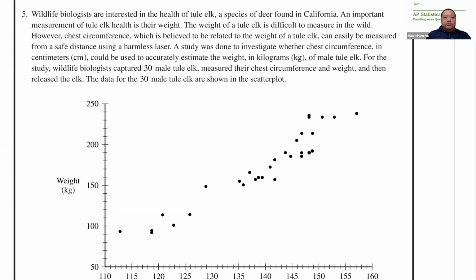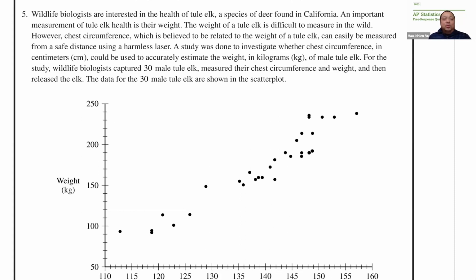Wildlife biologists are interested in the health of tule elk, a species of deer found in California. An important measurement of the tule elk health is their weight. The weight of a tule elk is difficult to measure in the wild. However, chest circumference, which is believed to be related to the weight of the tule elk, can easily be measured from a safe distance using a harmless laser. A study was done to investigate whether chest circumference in centimeters could be used to accurately estimate the weight in kilograms of male tule elk.